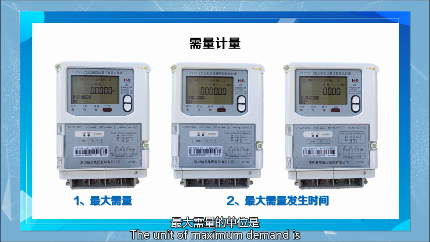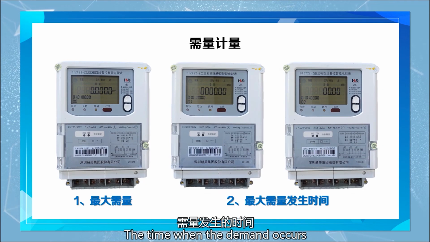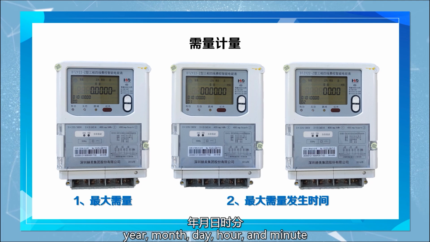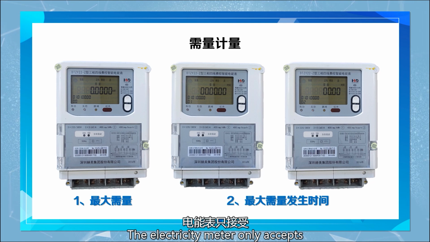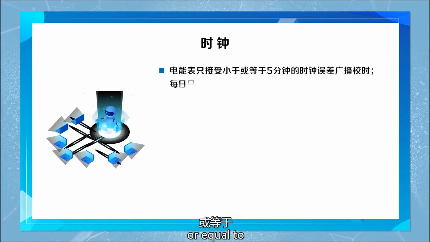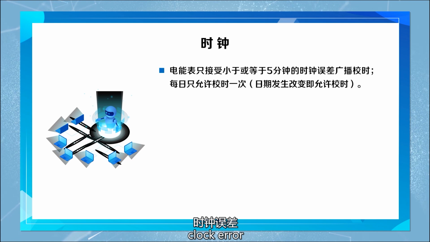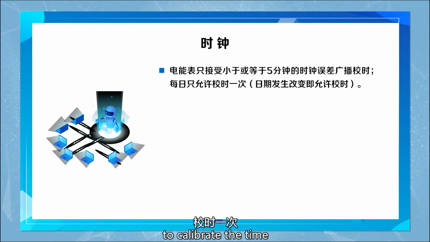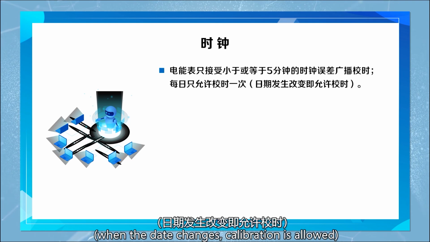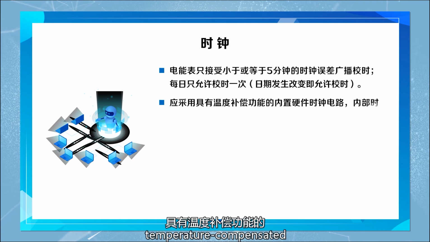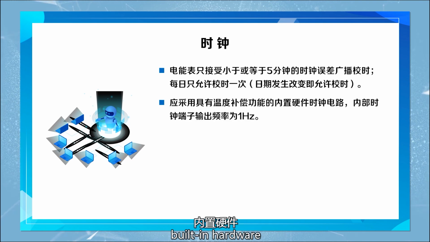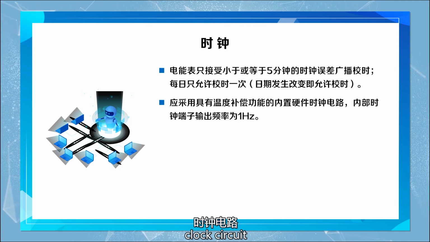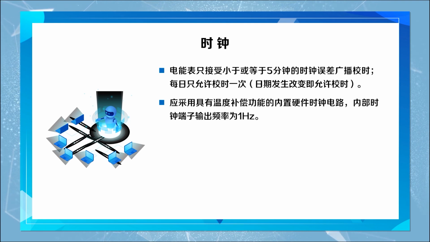The maximum demand is recorded together with the time when it occurred, accurate to year, month, day, hour, and minute. Clock: the electricity meter only accepts a clock error of less than or equal to 5 minutes. Broadcast time calibration is only allowed once a day, when the date changes. The meter should use a temperature-compensated built-in hardware clock circuit, and the internal clock terminal output frequency is 1 Hz.